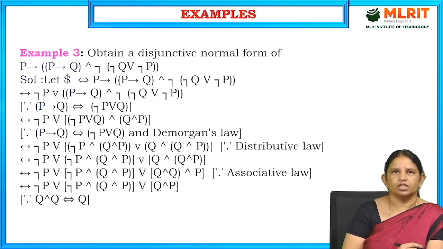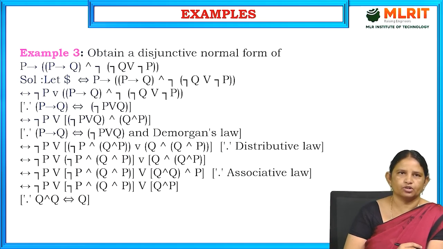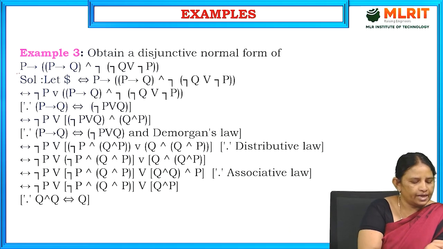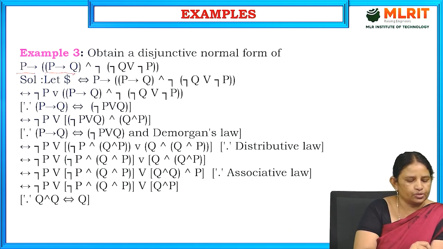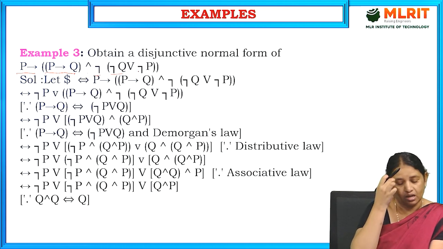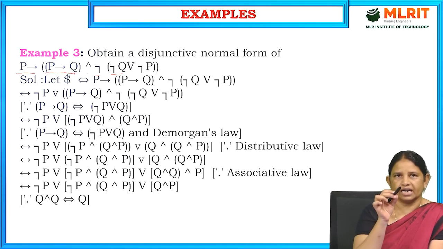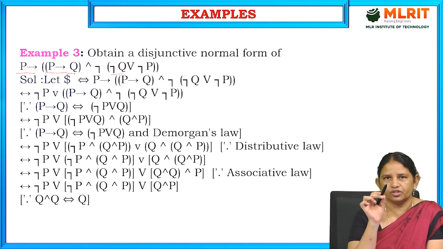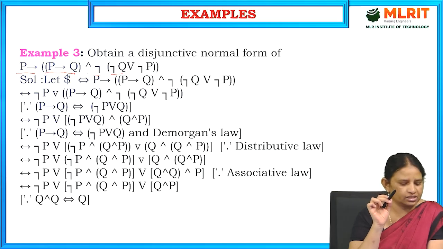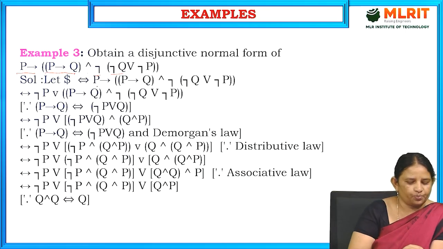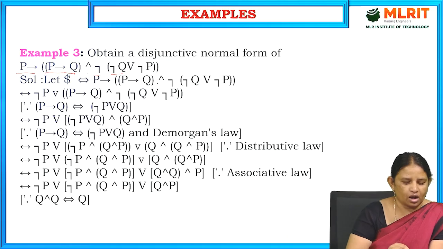Next, coming to the third example, obtain the disjunctive normal form for the statement P implies Q and then negation Q or negation P. That is the given statement. So we need to apply the conditional law because there is a conditional statement present. First, we need to give importance to the conditional statement. So what is the conditional statement? P implies Q and Q or negation P. This is the given statement.